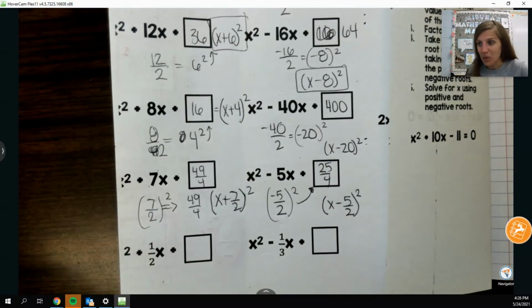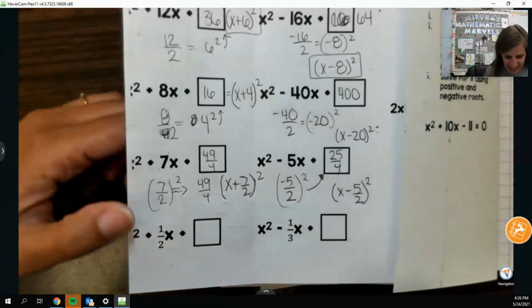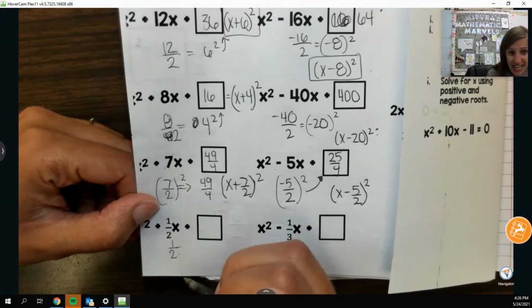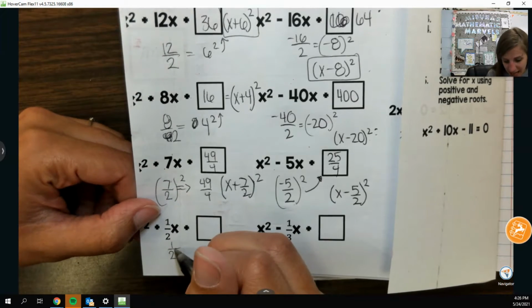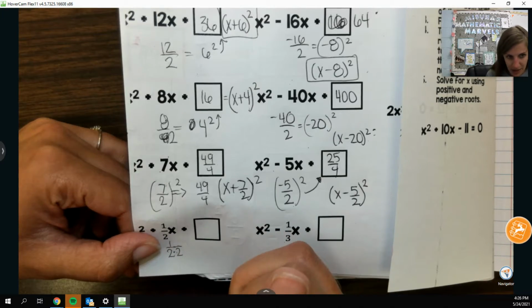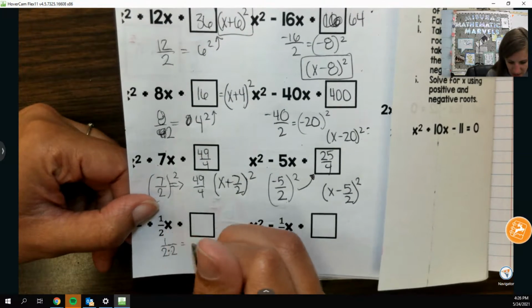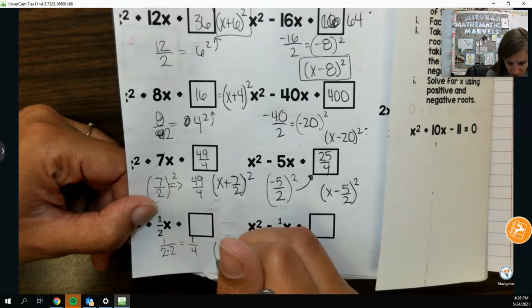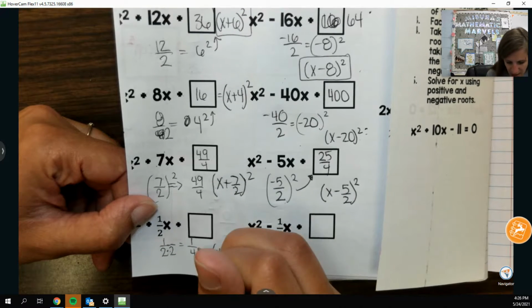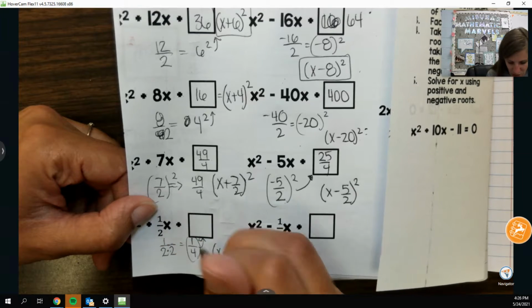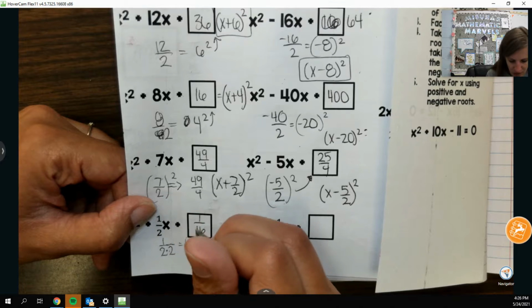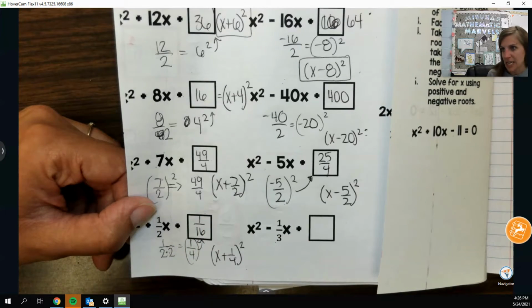And then there were more fractions. So when I take the half here, when I take and divide that by 2 again, I already have a divide bar. So I just put the other 2 down there with it. And so we get 1/4, which tells me that this is going to be x plus 1/4 squared. But I also need my C value, so I need to square it, which is 1/16, because 1 squared is 1 and 4 squared is 16.